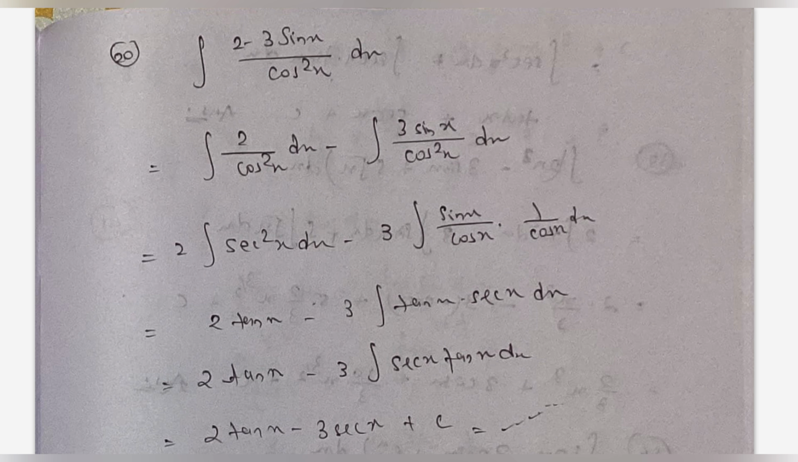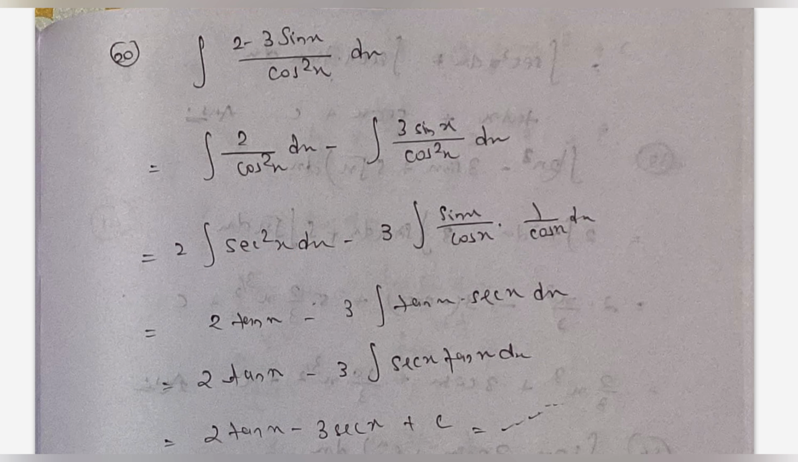After that, 2 is a constant, so I will take it outside, and I will have 1 by cos square x. Now 1 by cos is sec, so 1 by cos x is sec x, and since it is squared, sec is also squared. So we will have sec square x.